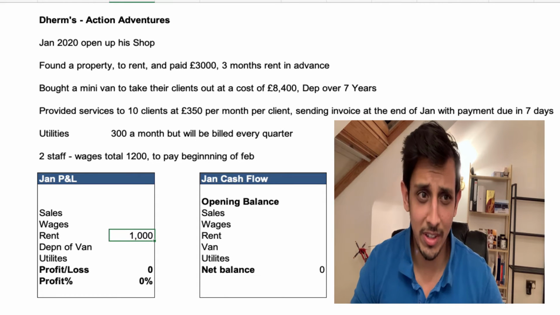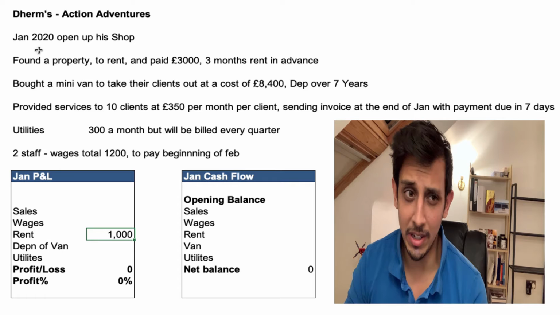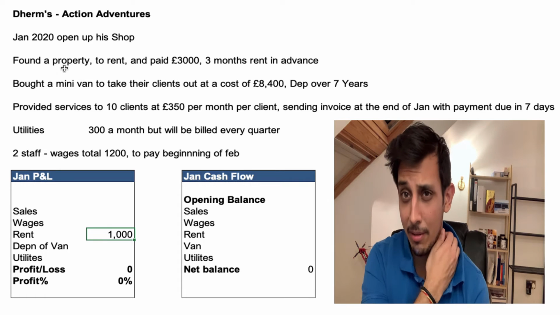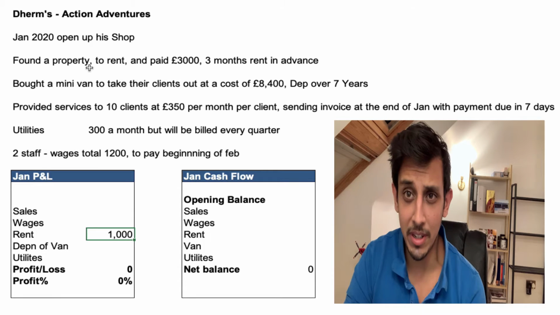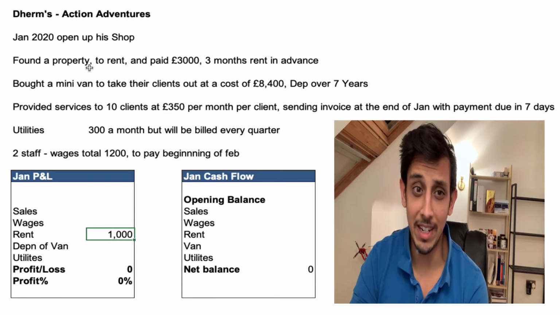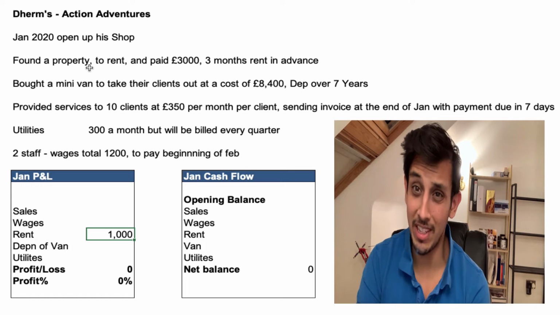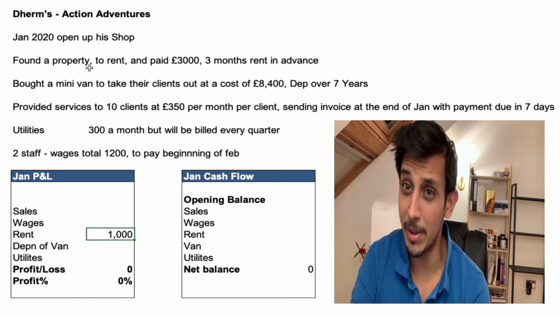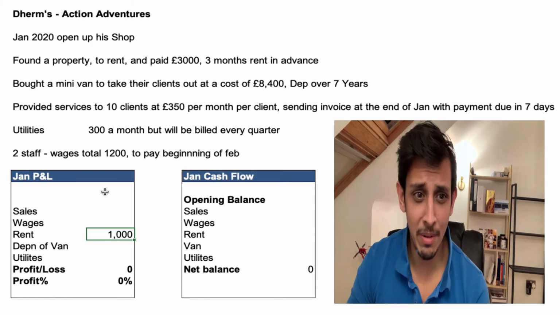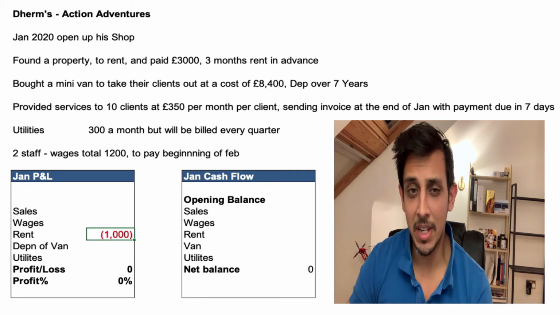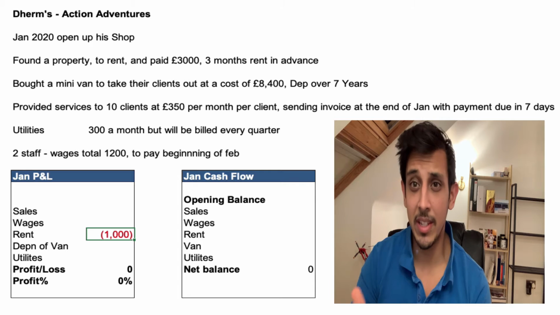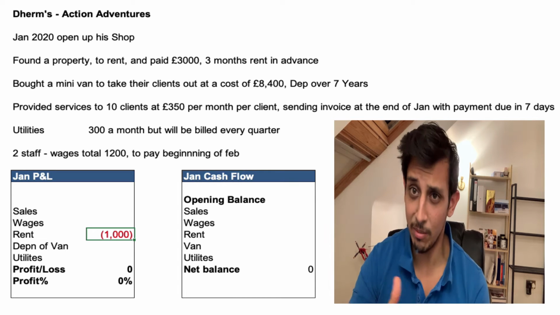If we take the first transaction, I opened up my shop in January 2020, and the property that I found to rent, I had to pay £3,000 to acquire it, and the landlord made me pay £3,000 rent in advance. Apparently I'm a bit shifty like that. So from a P&L perspective, I'm going to put minus £1,000 here, because although I'm paying the £3,000, it's for 3 months, so it's £1,000 for each period as I receive the benefit.